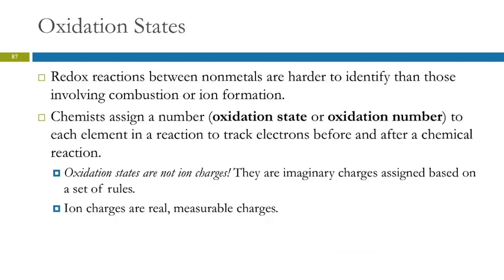So it can be confusing to figure out which one is gaining and which one is losing electrons when you're talking about nonmetals reacting with each other. When you have a metal and a nonmetal, ions are being formed, and it's much clearer, easier to see. So we use something we call oxidation states or oxidation numbers to keep track of the electrons before and after a chemical reaction, to see who gained electron density, who lost electron density.